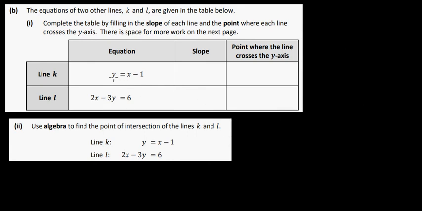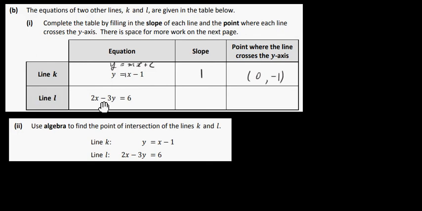If you look at this equation here, this is in the form y is equal to mx plus c, where m is our slope and c is our y-intercept. So the coefficient of the x here is the slope. The coefficient of our x here is 1, so our slope is just plus 1. The point where it cuts the y-axis: on the y-axis x is 0, so all along the y-axis x will be 0. But this c here is where the line cuts the y-axis. So it's just minus 1. So it's (0, -1).